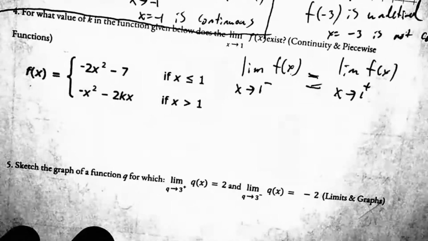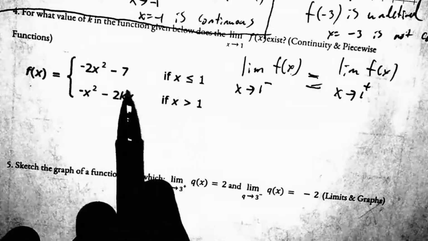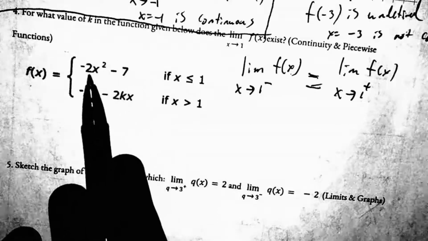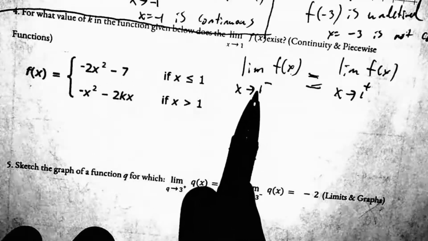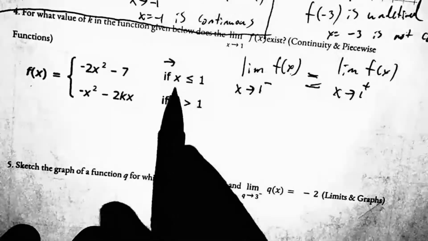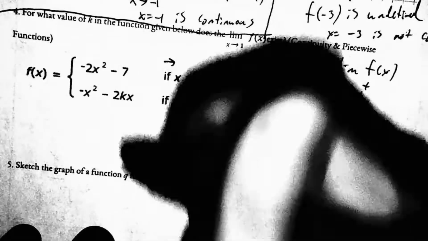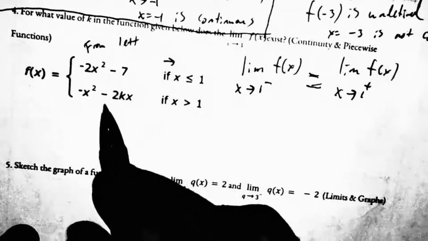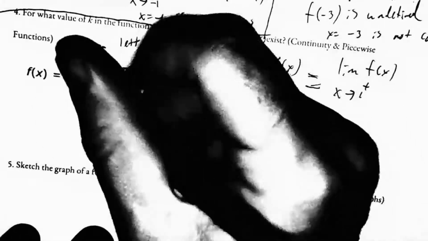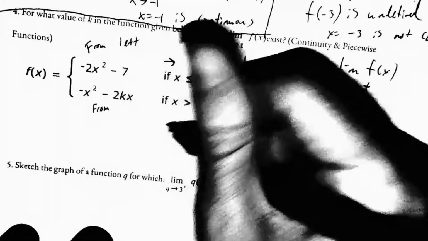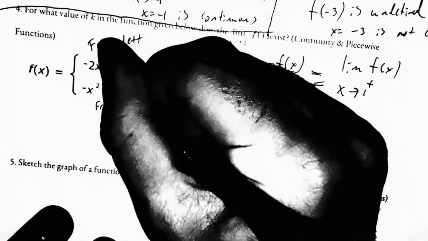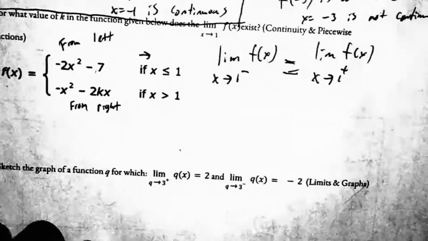And we know to take the limit, we can use direct substitution. So as we approach 1 from the left, we're going to be using this function because this is for x values that are less than or equal to 1. So this is from the left. This is from the right because it's greater than 1. So the limits of both of these need to be the same at 1, as x approaches 1. So let's plug that in.